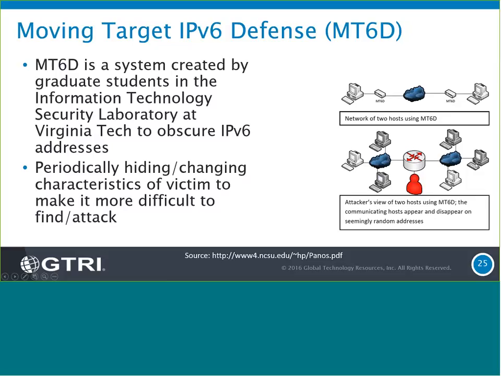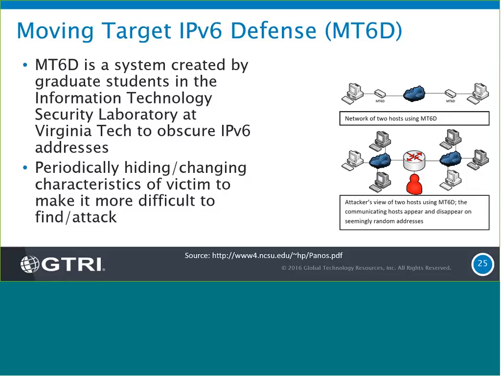So systems would change their IP address, send some portion of traffic, then change their address again, then send some more traffic. And so systems are basically hopping around among IP addresses, or at least that's what it looks like to the eavesdropper. And so it confuses an attacker. They don't know which address to attack at that point. So it's periodically hiding, changing characteristics of the victim, making it more difficult to attack.